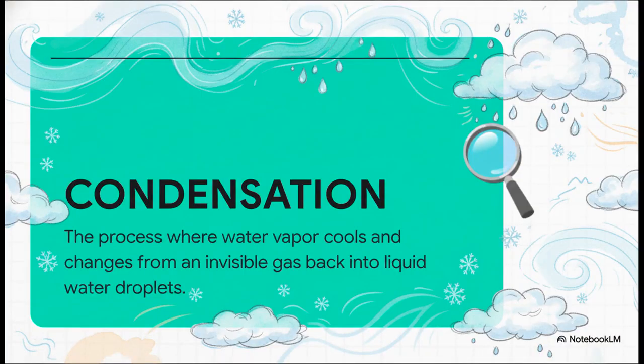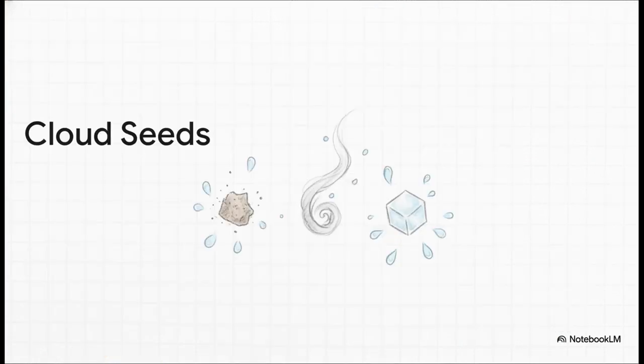And here it is, the final, most important step: condensation. When the air cools down past a certain temperature, called the dew point, that water vapor literally has nowhere else to go. It has no choice. It's forced to change from that invisible gas back into tiny, visible little droplets of liquid water. But there's a catch. It can't do it all on its own.